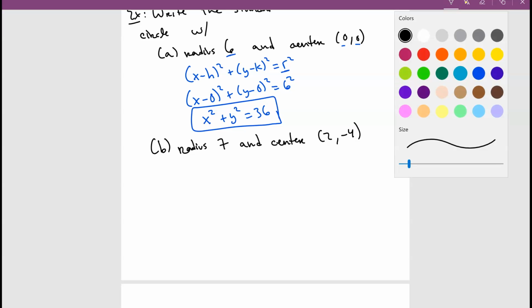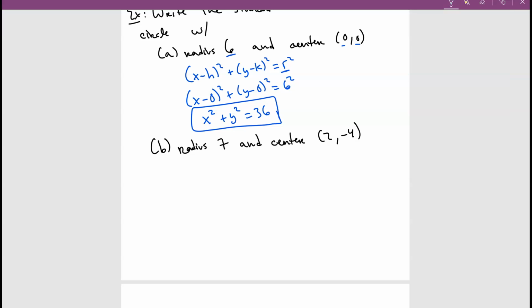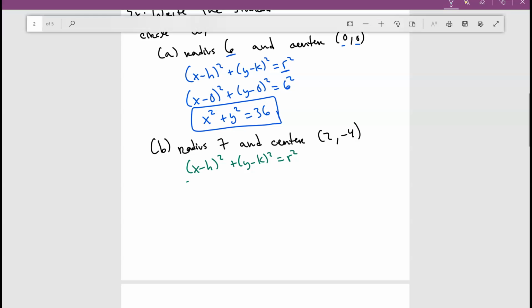Okay, so what is this going to look like? So let's first write our equation of a circle. And now let's go ahead and plug everything in there. So we have x minus h. H is going to be this 2, squared, plus y minus k. K is going to be this negative 4, squared, equals r. R is 7 squared.